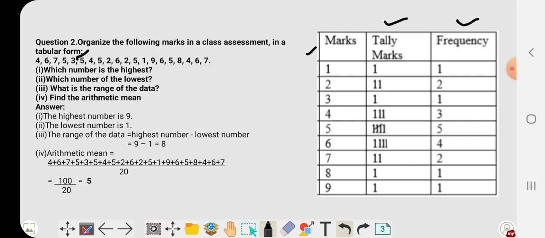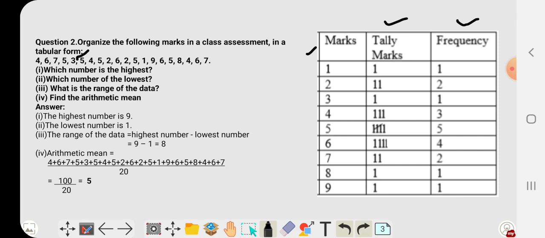Tally marks are only lines like this: 1, 2, 3, 4, and then for 5 we make a pack of 5 lines. Then 6, 7, 8, 9 and then 10. In this way we make sets of lines in tally marks. And after counting tally marks we will write the frequency. Frequency means how many times a number is repeated.